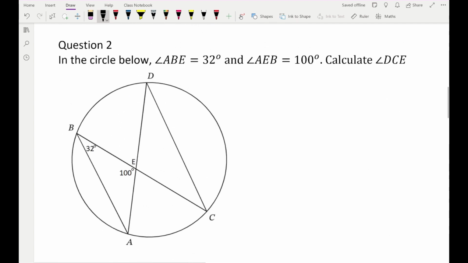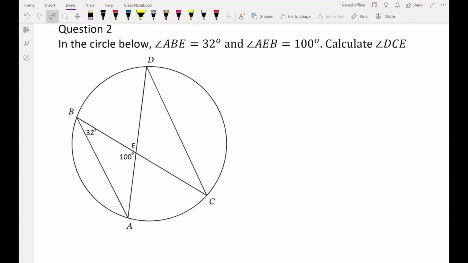Next one we have this circle here, 32 and 100. So what is the angle DCE? This is the one they're looking for. We can start by figuring out what this angle is here. We're going to go 32 plus 100 plus this missing angle, which is BAE. This should all equal 180, sum of angles in the triangle BAE.